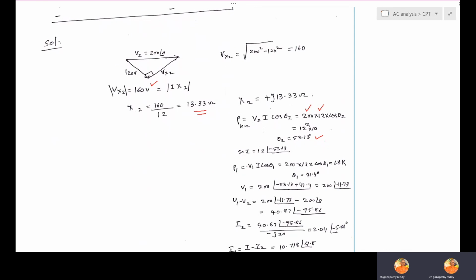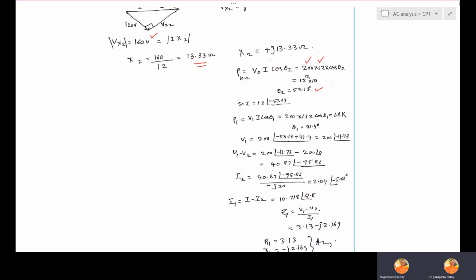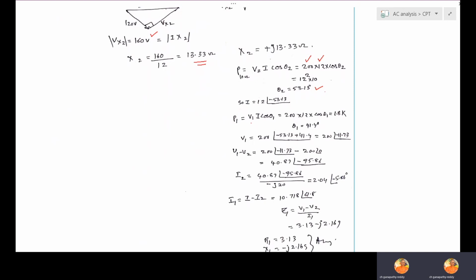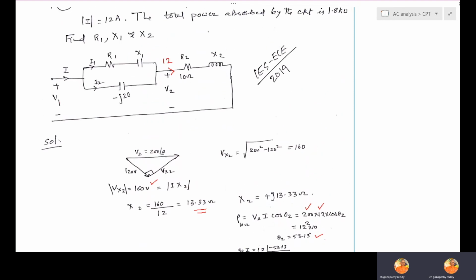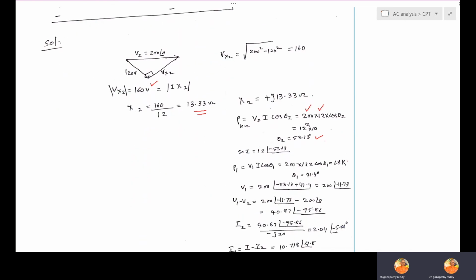Next, the power in R1. The total power is V1 I cos theta 1. V1 applied is 200, current is 12, and cos theta 1 we don't know. But the total power, PT, is given as 1.8 kilowatts in the problem. So we know everything else; solving for theta 1, theta 1 is 41.4 degrees.